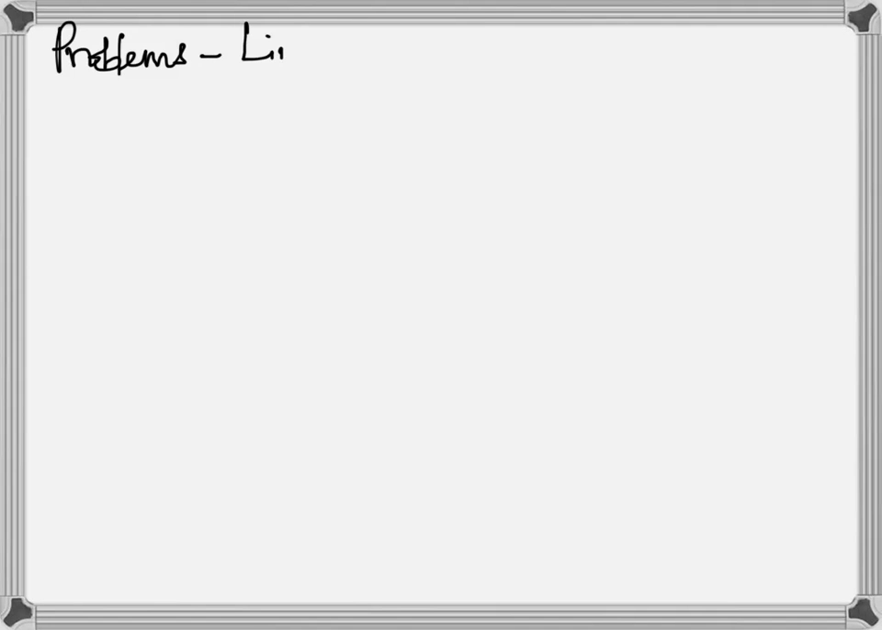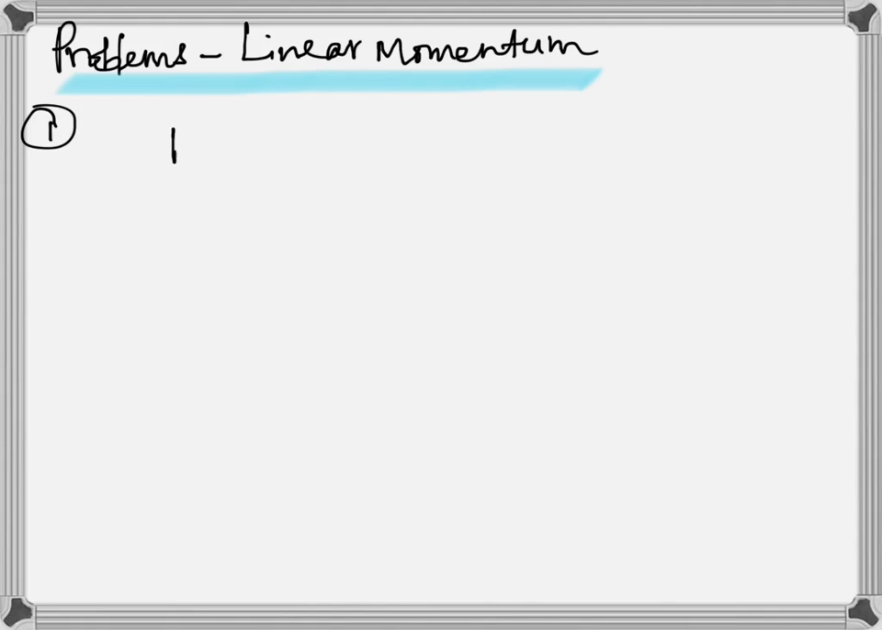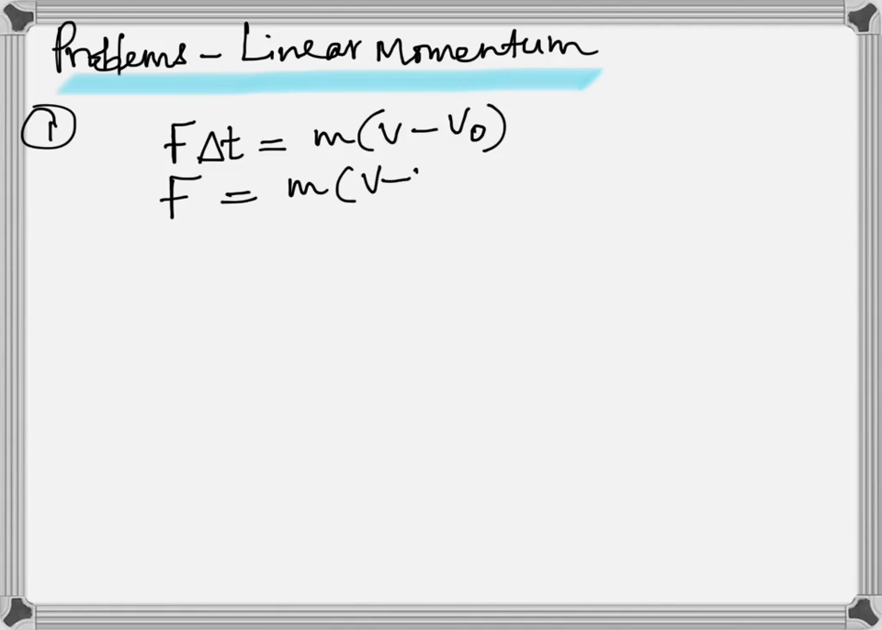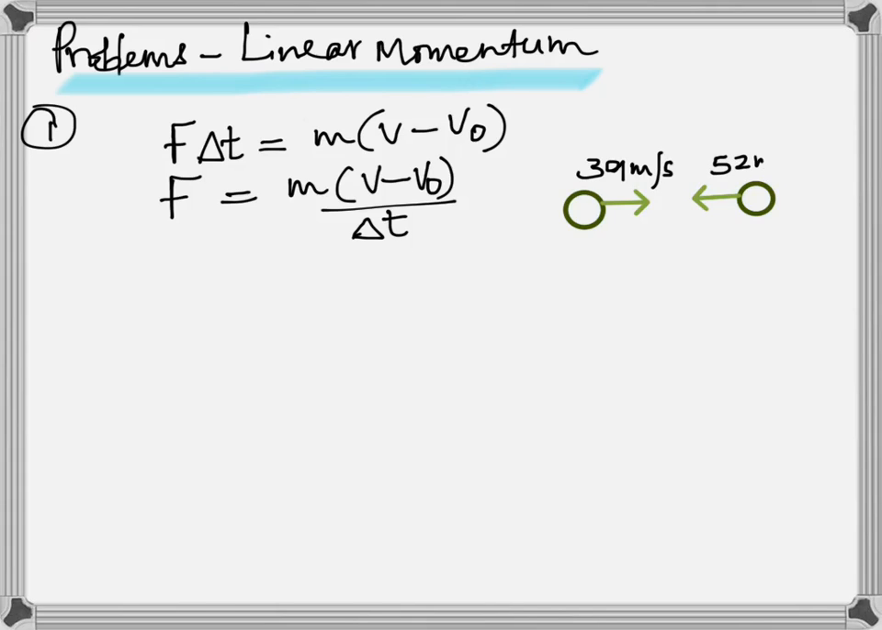Okay, here are the answers to the problem set on linear momentum. You have to find the force, so use the two equations for impulse. Set them equal to each other. Remember that the objects are moving in opposite directions. So if you take one as positive, the other must be negative.